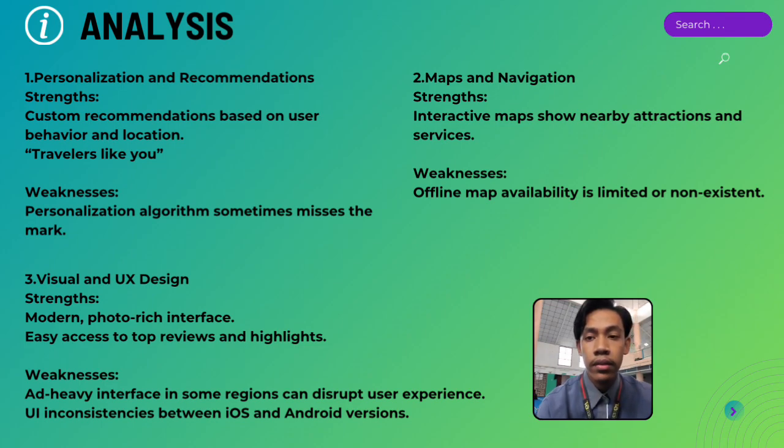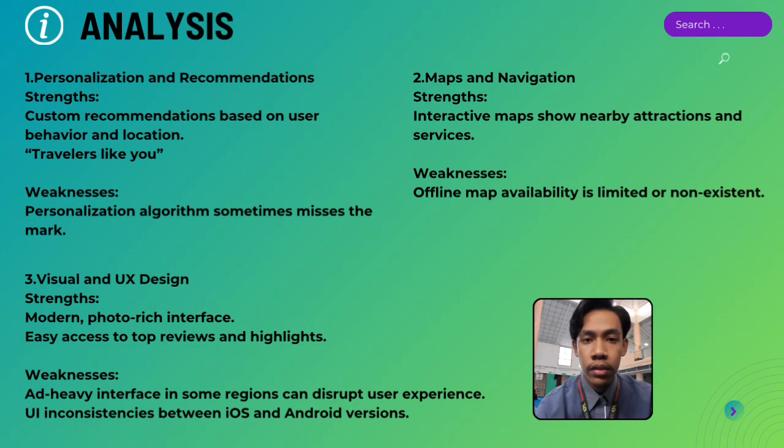For the strength of maps and navigation, TripAdvisor has interactive maps that show nearby attractions and services. For example, users can sort by distance or popularity of the place. For the weakness, we find that map performance can be sluggish on older devices, and also offline map availability is limited or non-existent.